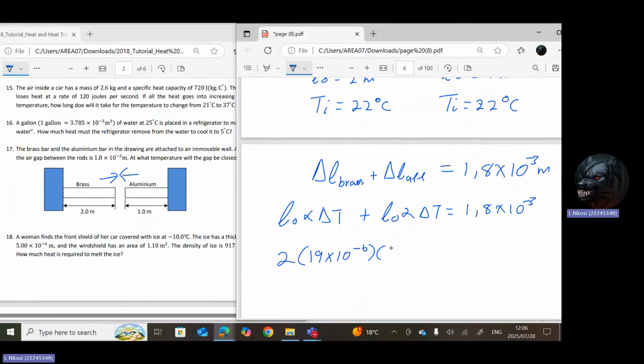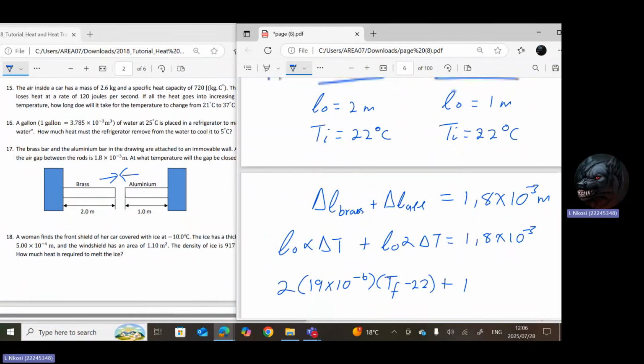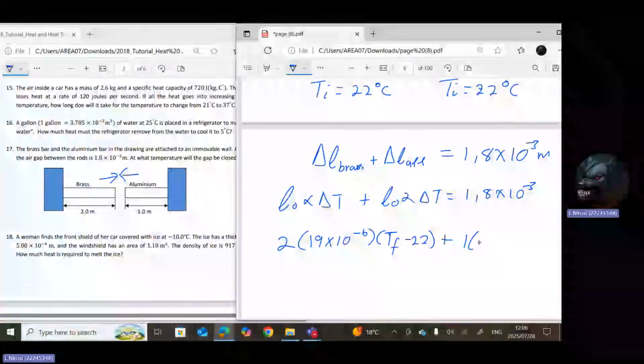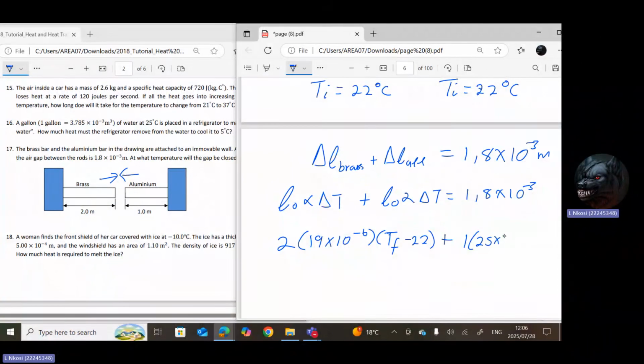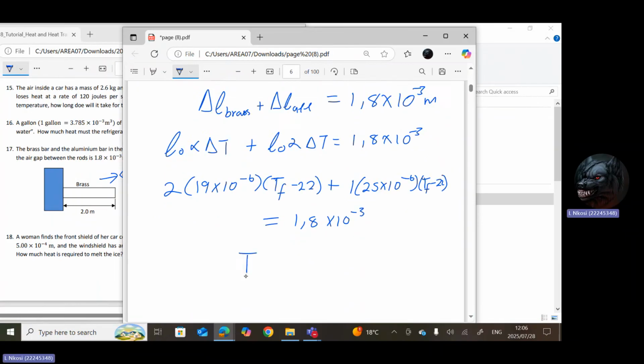Change in T: the final temperature here is the initial temperature, 22, plus, now that we've put in the aluminium, the original length was 1. Alpha for aluminium, which you know by now, is 25 times 10 to the minus 6. And then the final temperature minus 22. All of this equals 1.8 times 10 to the minus 3. And you solve for the final temperature.